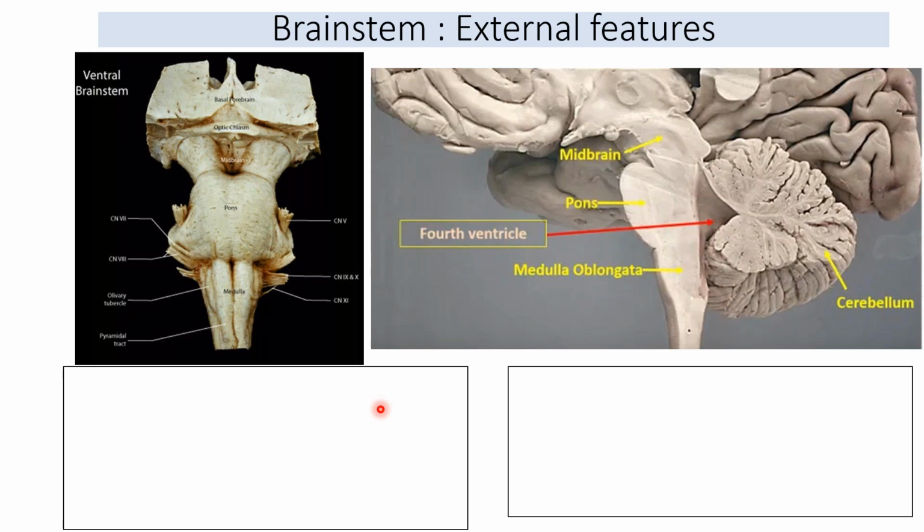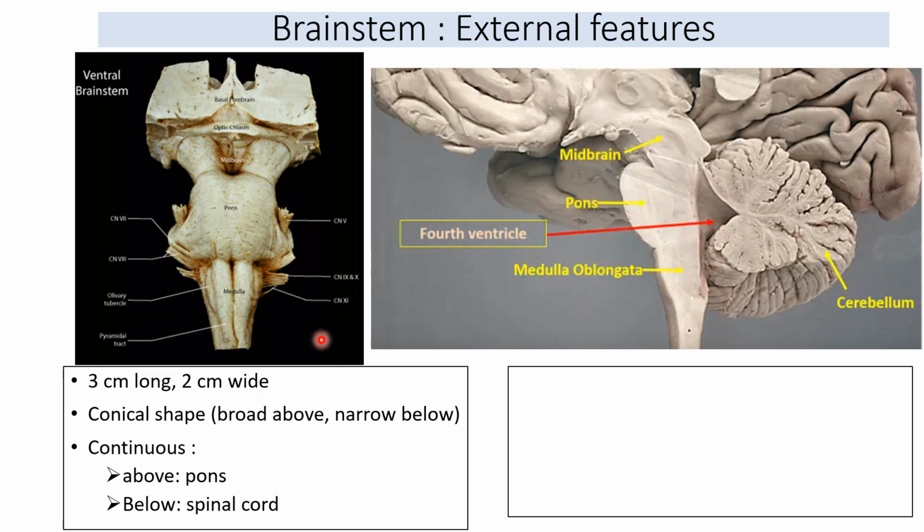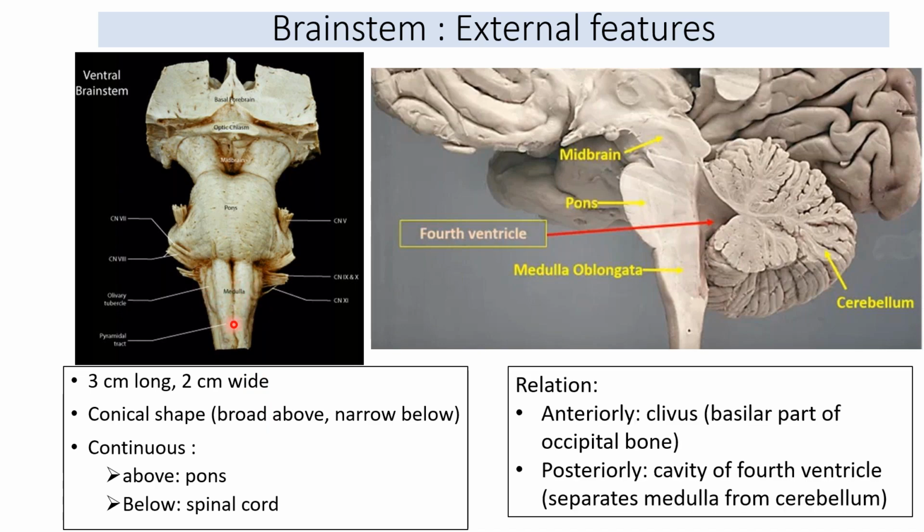So externally, we have mostly covered all the external features of the brainstem. Lengthwise, it is 3 centimeters long and 2 centimeters wide, conical in shape, and above we have the relation of the pons, and below we have the relation of the spinal cord when we are talking about the medulla. Relations will be anteriorly the clivus area and posteriorly the fourth ventricle is separating the medulla from the cerebellum. So I'm talking about the medullary external features.